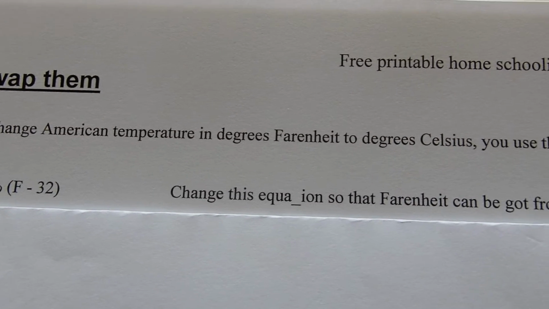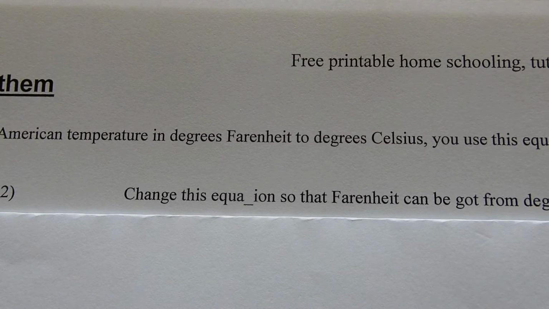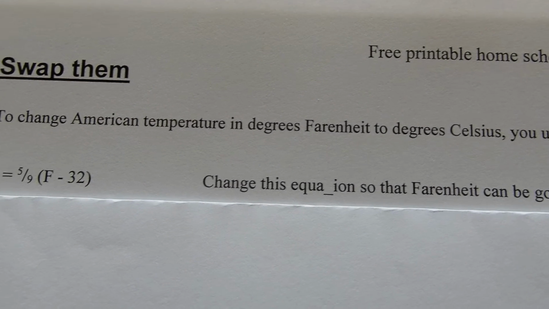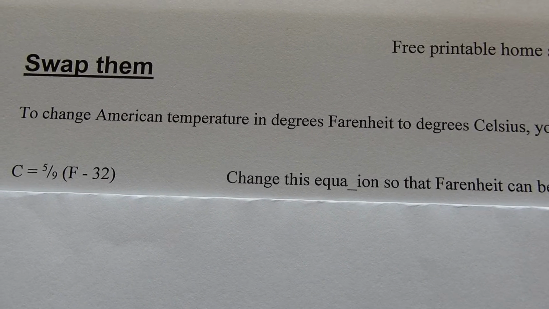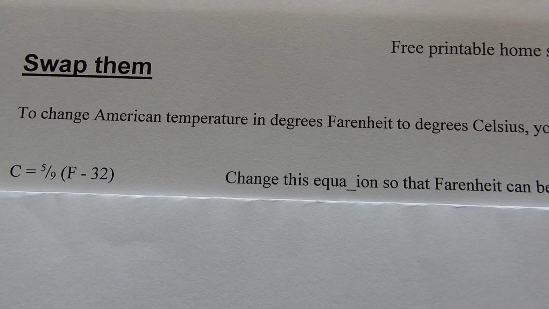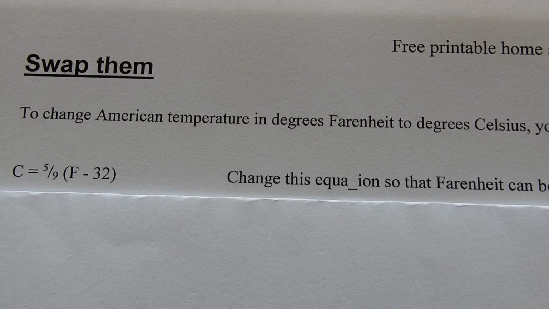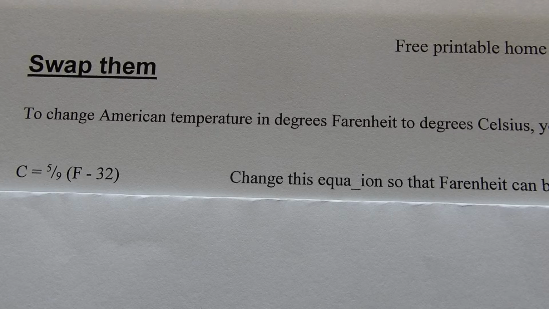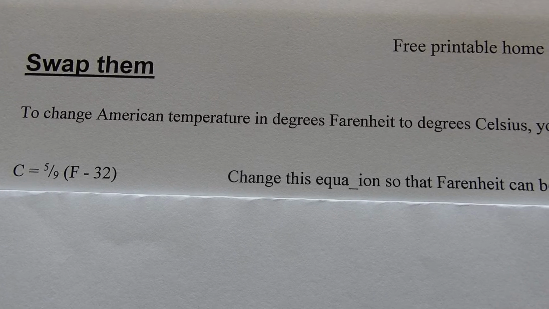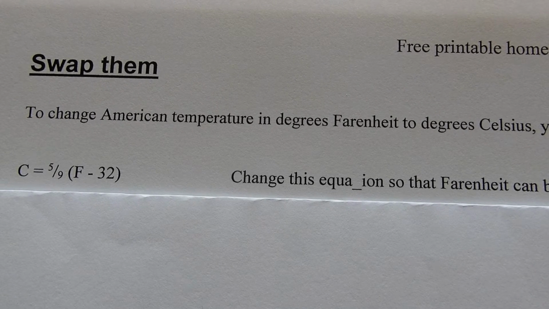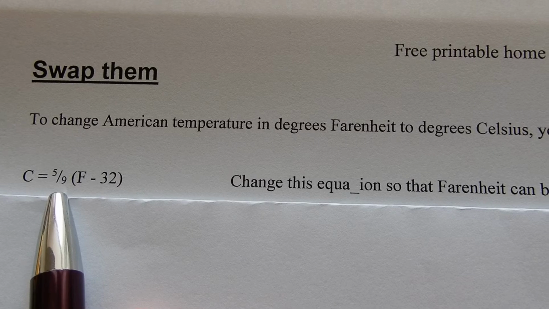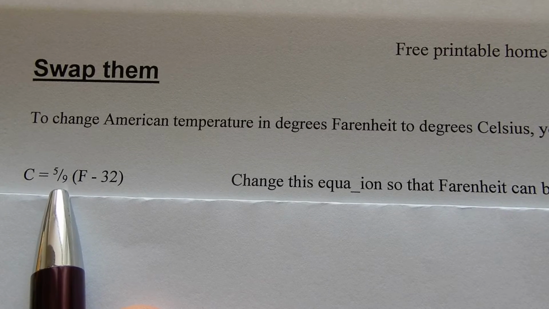Change this equation so that Fahrenheit can be got from degrees Celsius. We've got to change this equation around. At the moment, it's only useful for changing Fahrenheit into centigrade. We want to change the subject so that it has F equals. Now the first thing we've got to sort out is this 5 over 9. We need the opposite of 5 over 9.